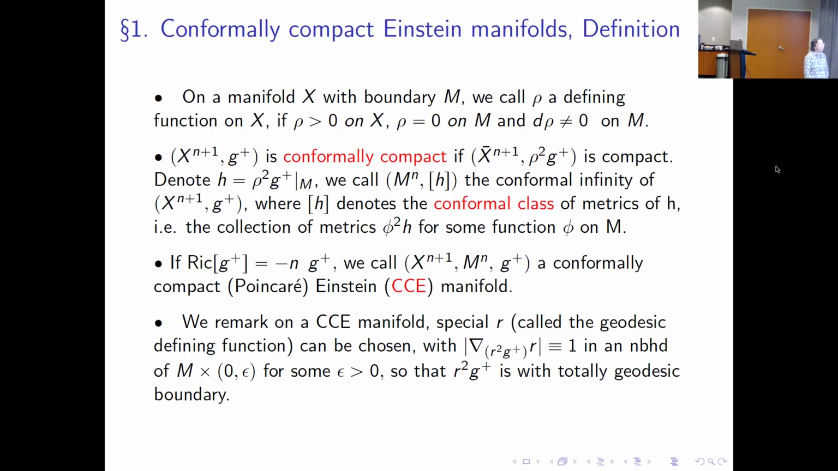So I have this h. And then I say it's a Poincare-Einstein filling-in if the inside Einstein metric is actually Poincare-Einstein. We also call it a conformally compact Einstein filling-in. And one remark is that for such a filling-in, there is a special defining function called the geodesic defining function. This geodesic defining function makes the metric near the conformal infinity almost like a product metric, dr squared plus h. But the problem is this defining function is usually defined only on an asymptotic neighborhood, a very small neighborhood. It's not defined on the whole space. So that's a geodesic defining function.